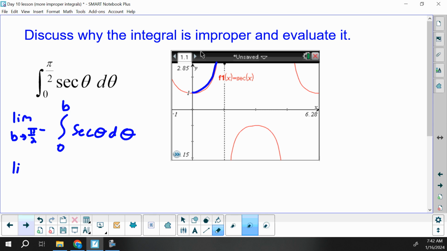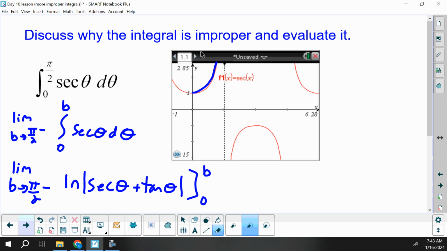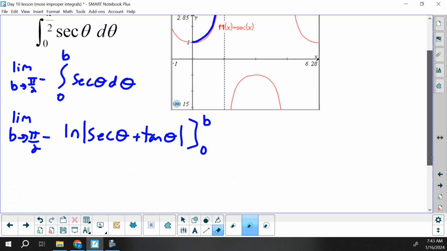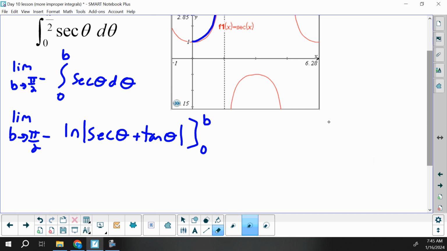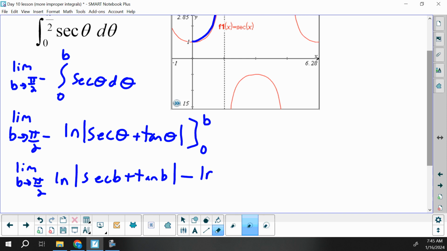Secant's antiderivative is one that we know. So this is limit b approaches pi over 2 from the left. We'll have natural log absolute value of secant theta plus tan theta, and that'll get evaluated from 0 to b. So we'll sub in our b and our 0. So we've got limit b approaches pi over 2, natural log absolute value, we've got secant b plus tan b, minus natural log.